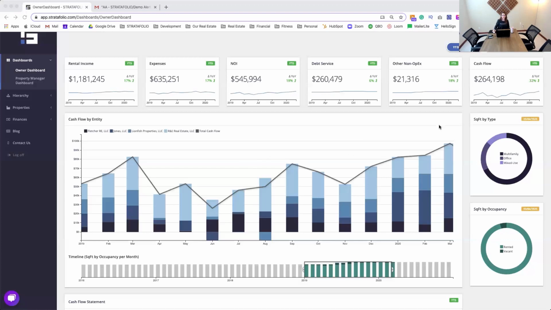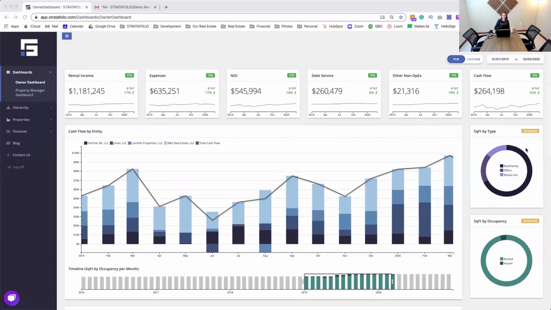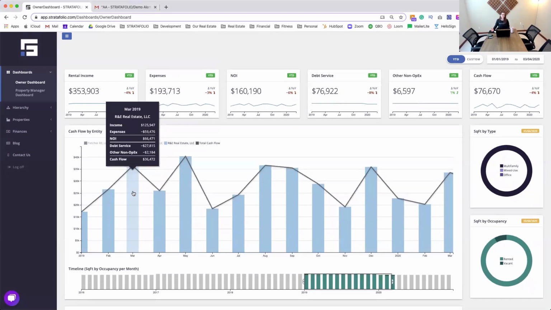Jane Doe here is the owner. That's our investor, Jane. Yeah, she seems to be a pretty popular person in the online community. She does a lot. She is, but she's doing very well with the rental income right now. Her cash flow is up 32% year over year, so she's doing good. But yes, you can select just a particular entity. If you wanted to just see R&E real estate, then you just click on this particular one.